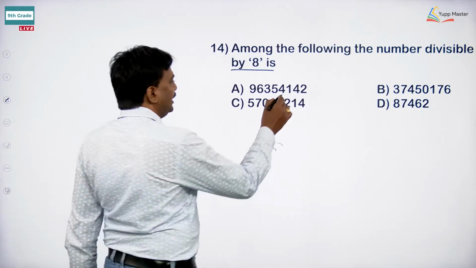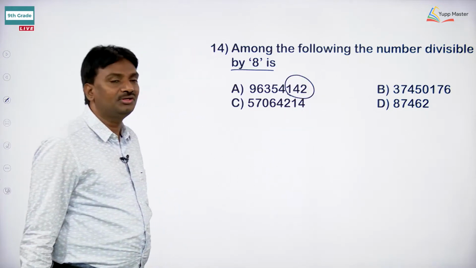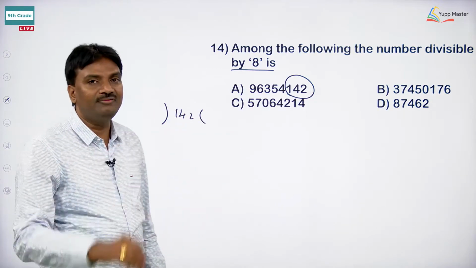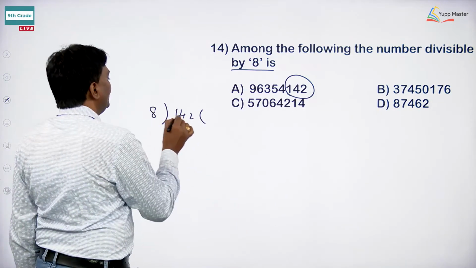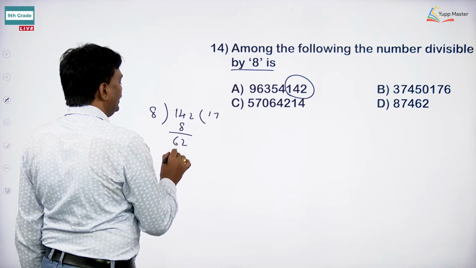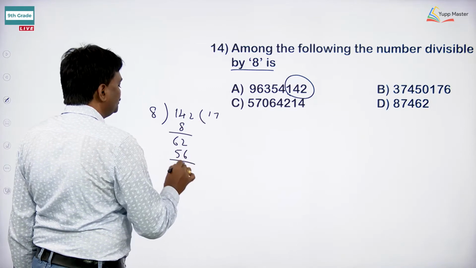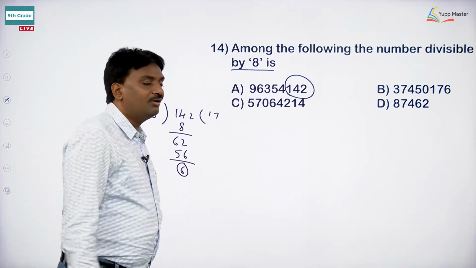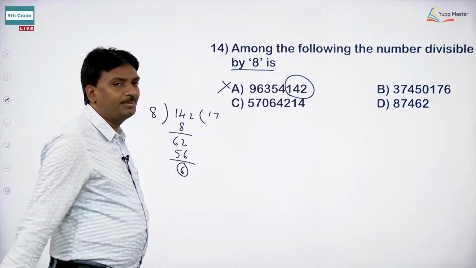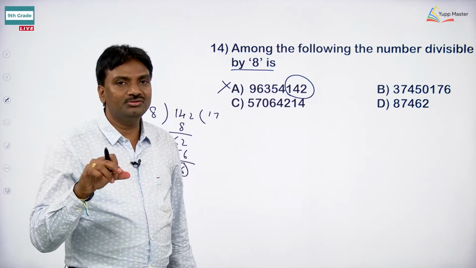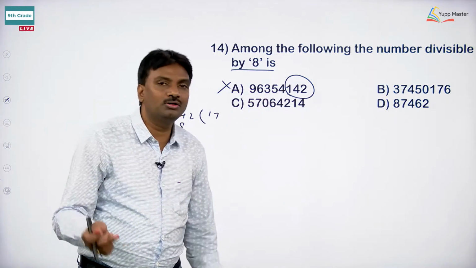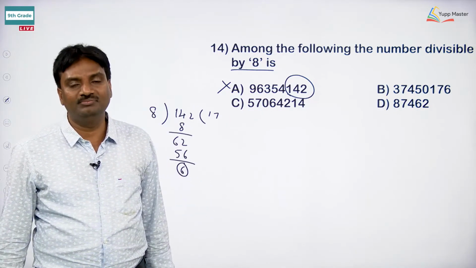So, by observing option A, the last 3 digits are 142. Let us check whether 142 is divisible by 8 or not. 8 1 is 8, 8 2 is 16. So, 14 minus 8, 6, 62. 8 7 is 56, 8 8 is 64, so 6 is the remainder. So, the number 142 is not divisible by 8, and we can eliminate option A. When 142 is not divisible by 8, then the number 96354142 is also not divisible by 8.